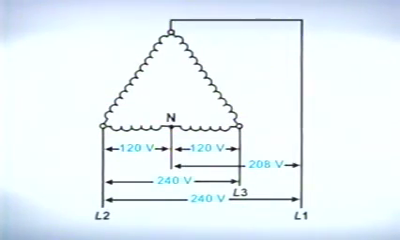The L2 or L3 hot legs to neutral can be used to power circuits requiring 120 volt service. Connecting the high leg to a 120 volt appliance can result in damage to the device.